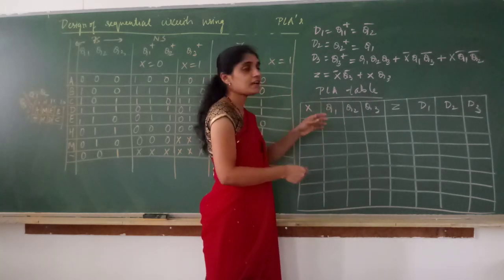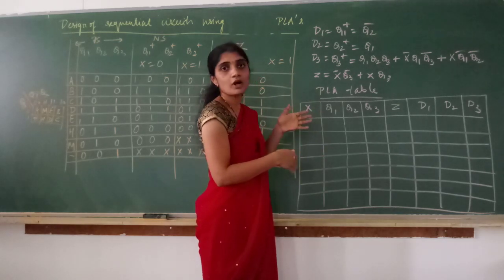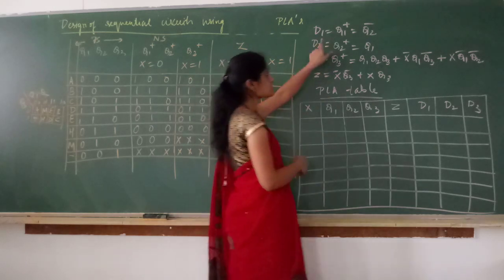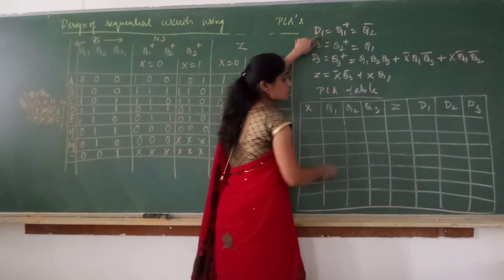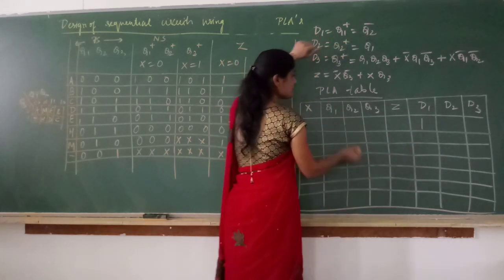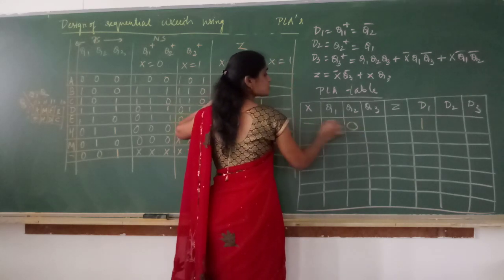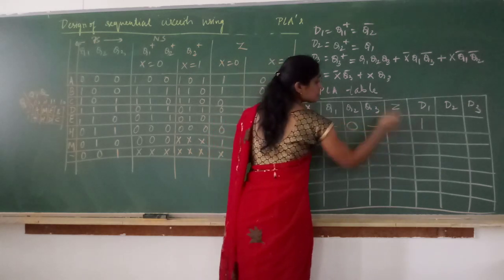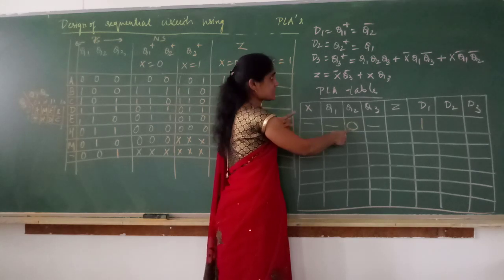So, you know that in PLA we will have an AND array and an OR array, right? For the AND array, how many product terms are there? 7. So, I've taken 7 rows here. What is the first product term we have? Q2 bar. That is for D1. So, D1 is 1 when Q2 bar, that means Q2 is 0. The remaining are don't care. For D1, in the AND array, only Q2 bar is connected.